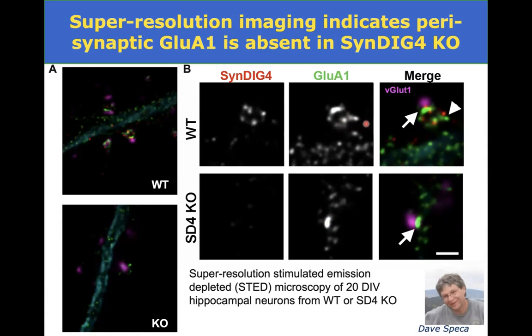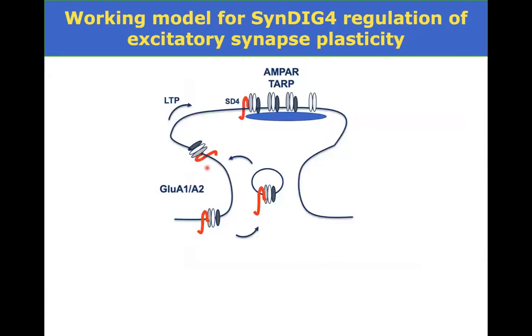GluA1 is missing. So this is, again, consistent with the idea that the SynDIG protein is somehow restricting the AMPA receptor from being trafficked to the synapse, and potentially only allows this to happen during times of long-term potentiation and other synaptic plasticities that would be important for memory.